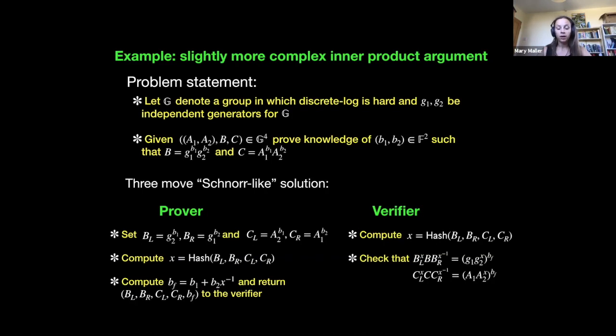The verifier is then going to first compute the randomness x, same as the prover did. And then they have two verification equations which they're going to need to check. They're going to need to check that BL to the power of x times B times BR to the power of x to the minus 1 is equal to G1, G2 to the power of x, all to the power of b final. And similarly for CL, C, and CR, but with respect to our public inputs A.